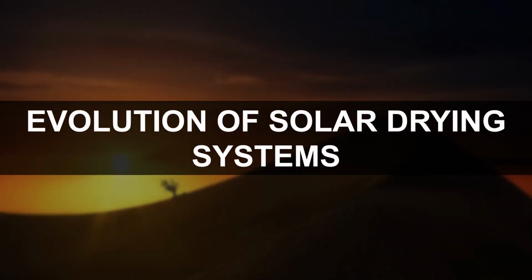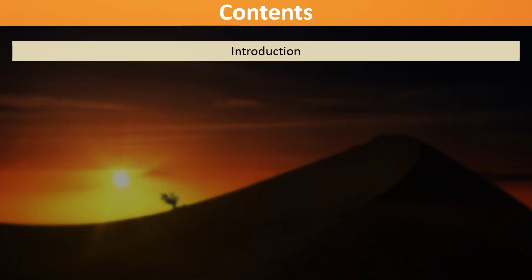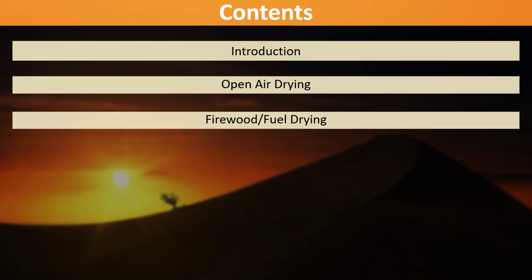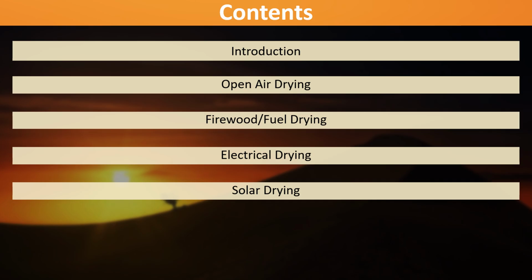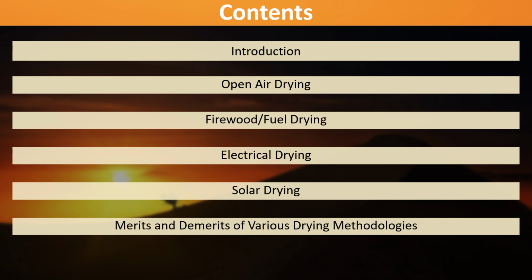In this module, we are going to discuss the evolution of solar drying systems. Solar drying is one of the very important concepts in drying technology, especially for food and agriculture residues. So for this, I have divided this presentation into the following content. First, I'll give you a brief introduction about the sun drying systems. Then we'll discuss open air drying, firewood fuel drying, electrical drying, and most important, solar drying. How these solar drying systems have evolved, and the various merits and demerits of different drying methodologies will also be discussed in this module.